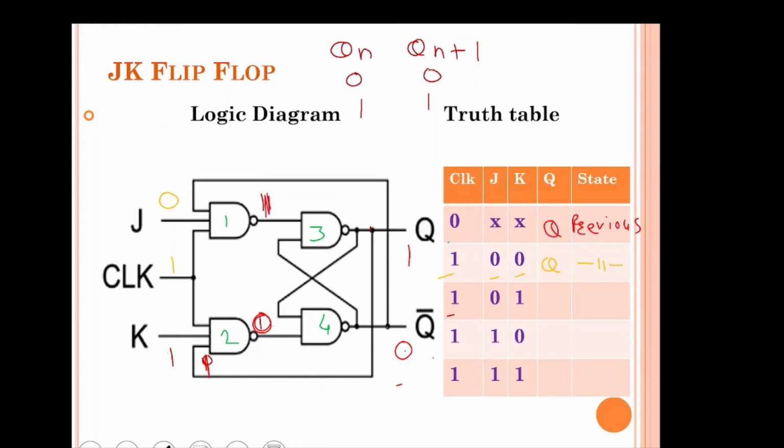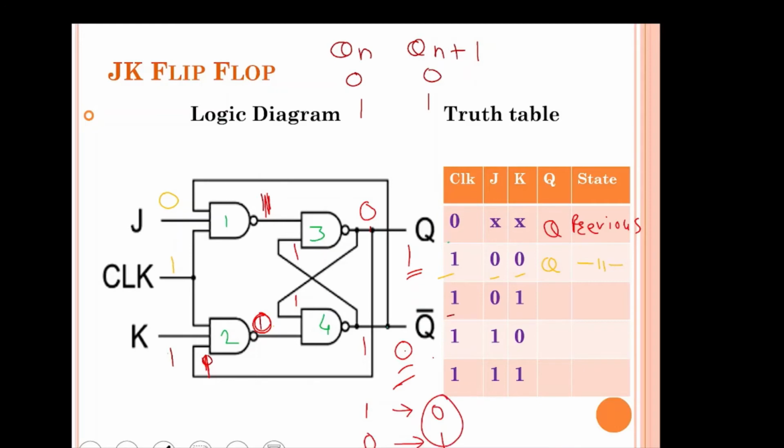And then look at here. This is 1. So output of fourth NAND gate will be 1. Then this 1 will go here, and 1 will become 0. So even if the previous state is 1 0, then we have got the next state, that is 0 1. Means Q is 0 and Q bar is 1.